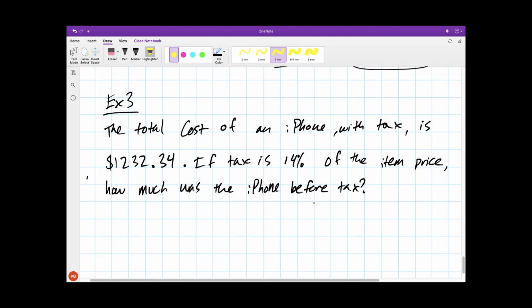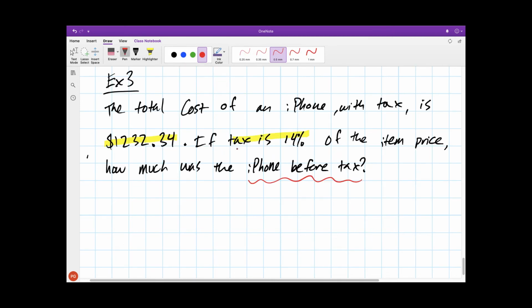So let's highlight the important information. In this case, there's only 2 really big pieces of information: the cost of the iPhone and the tax is 14%, and we want to know what the iPhone's cost is before tax. So in this case, we actually only have one unknown, so let's make that our x. Let's call x the cost before tax.